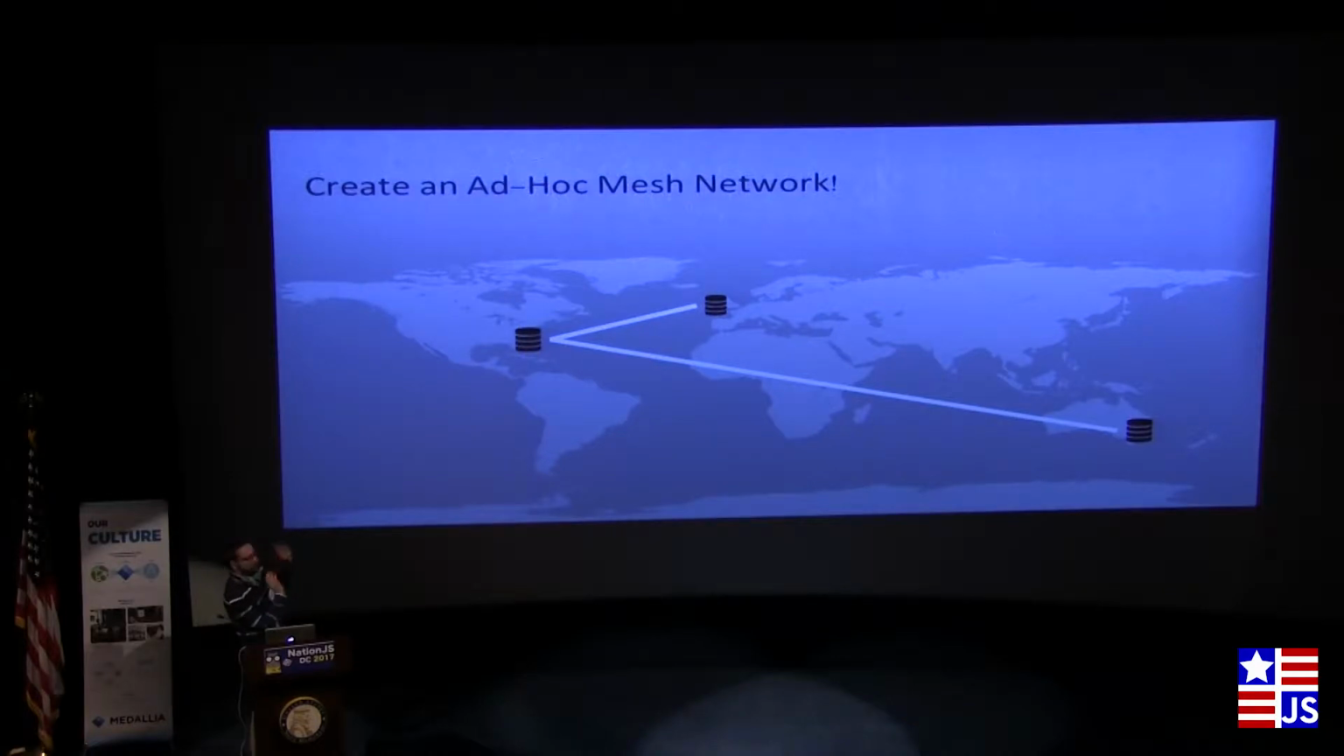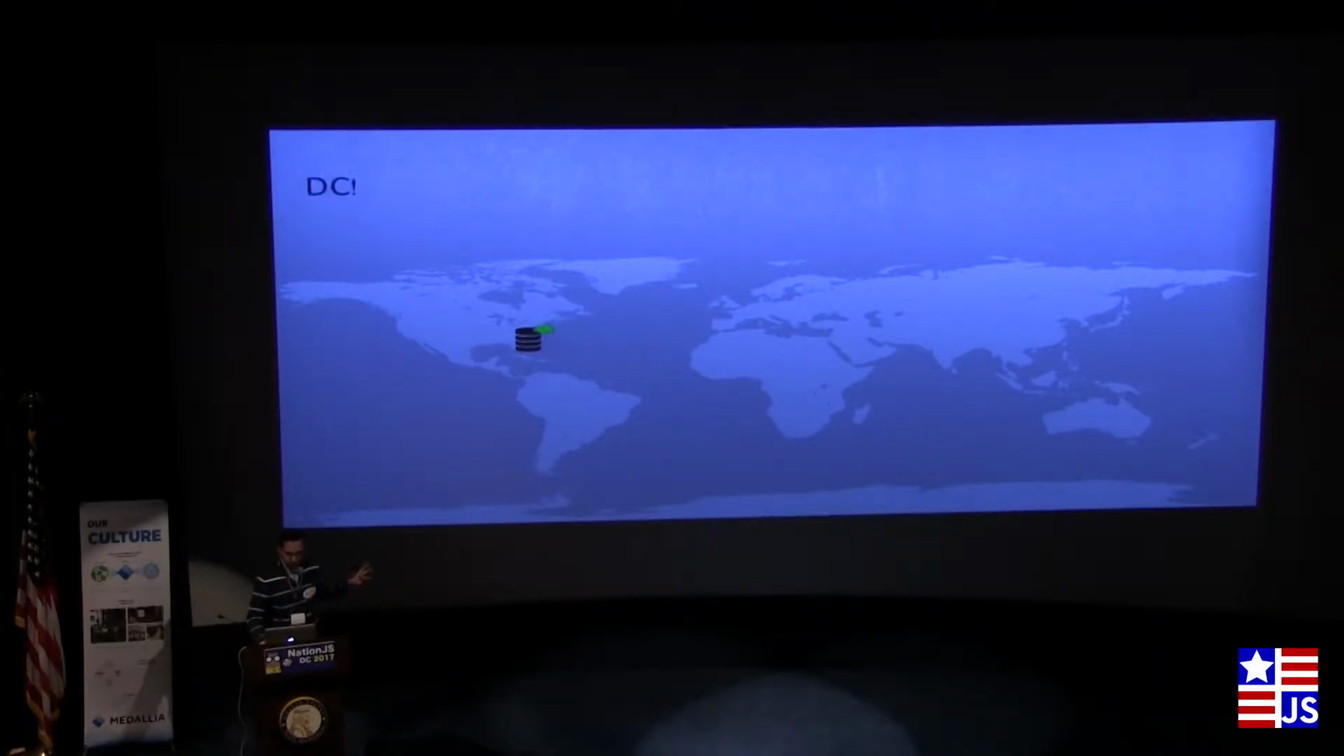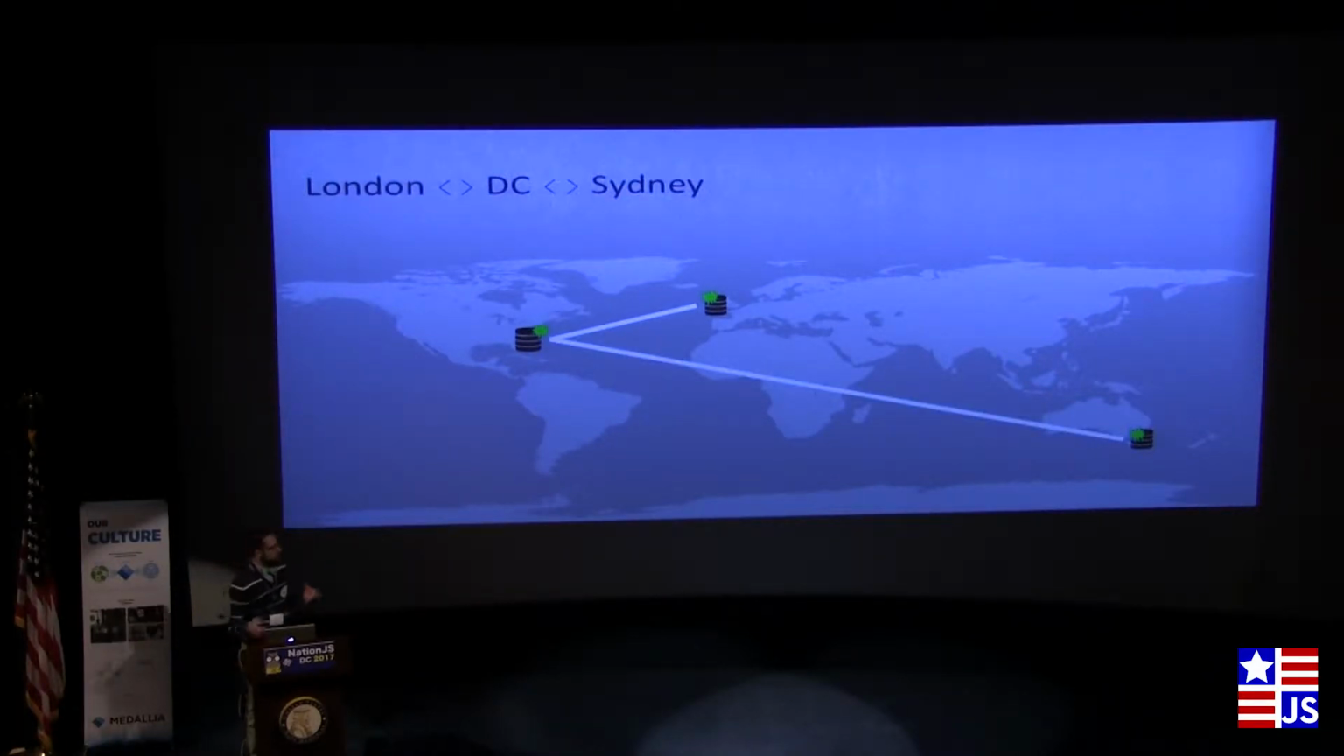and be able to sync data in real time between each of these instances. So we'll start off, create DC, then we'll get London and DC talking to one another. After that, we'll get Sydney in the mix there and sync up the data. All right, so let's break here.